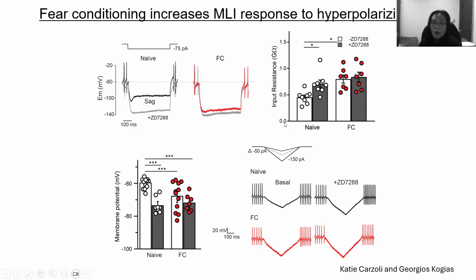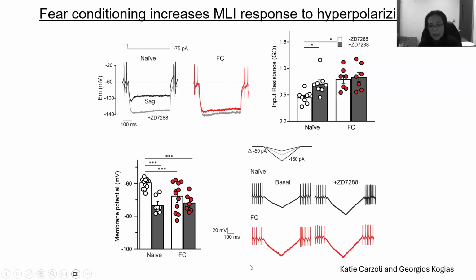To test now what happened with a hyperpolarized ramp current injection and the subsequent action potential firing, which is a rebound activity, we inject ramp currents of -50, -100, and -150 picoamps. In the naive animal, when you inject the negative currents, it causes hyperpolarization. And at the end of the hyperpolarization, it fires action potentials.